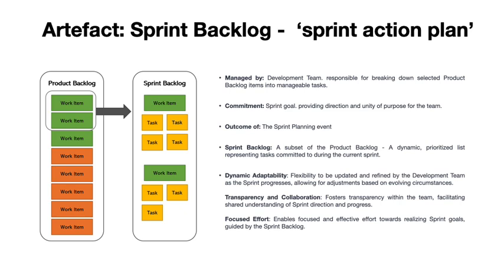Distinguished by its acute focus on the immediate sprint objectives, the sprint backlog is overseen by the development team, entrusted with dissecting chosen product backlog items into small manageable tasks in terms of user stories. This granular planning is instrumental in steering the team's endeavors throughout the sprint, ensuring alignment with the sprint's overarching goals.